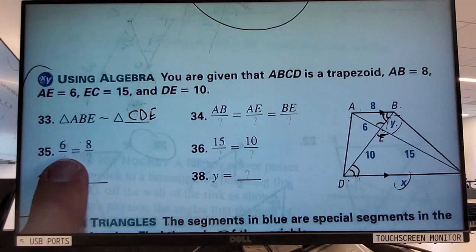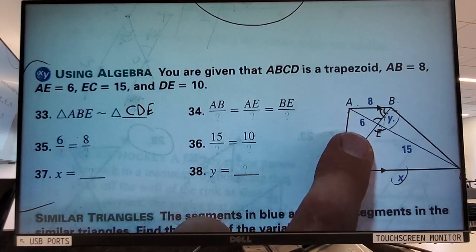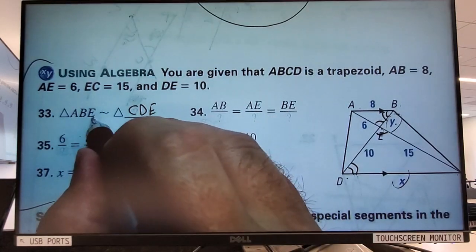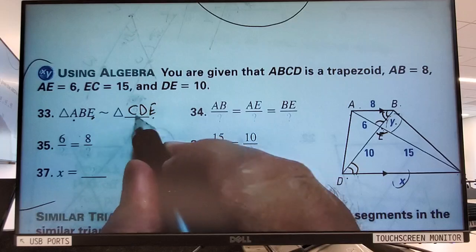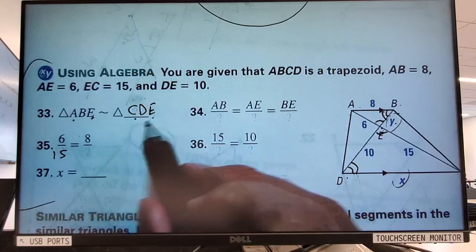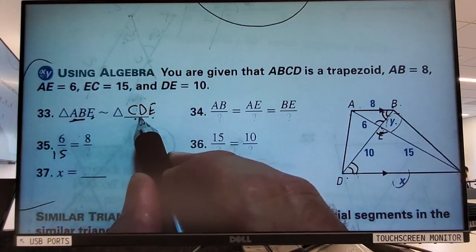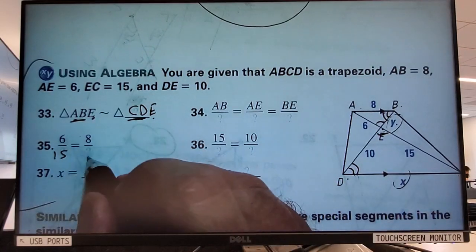So then what kind of relationship can I create? What is 6? That's AE, right? Or let me say EA, that might be easier to look at. So EA is the same as EC. And what's EC from the picture? 15. 8 is AB, and AB is the same as CD. And what's CD from the picture? X.